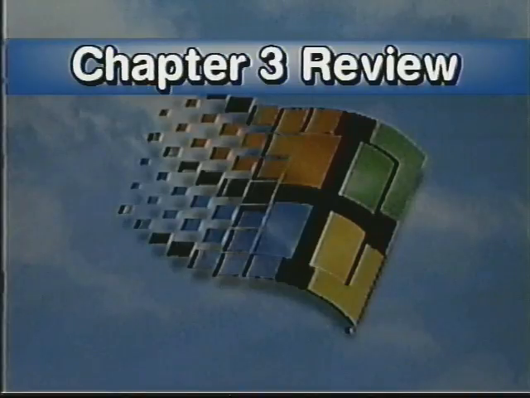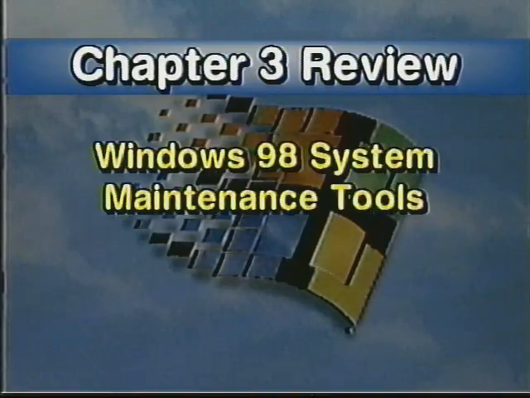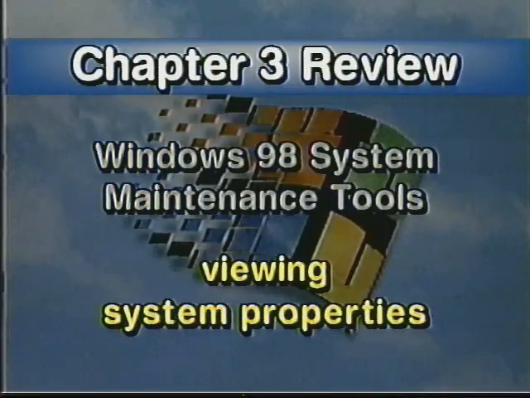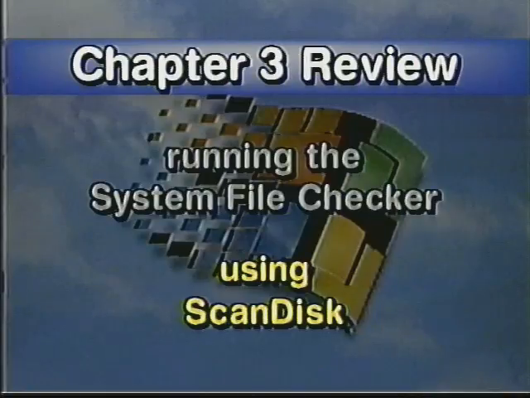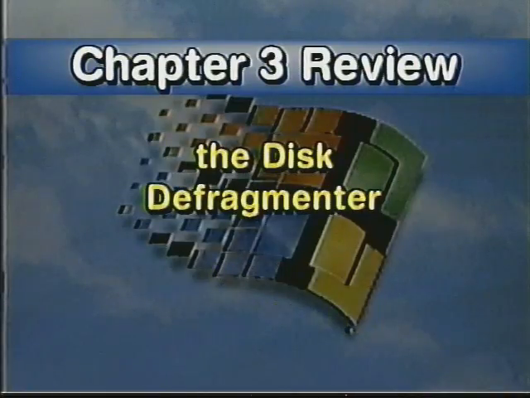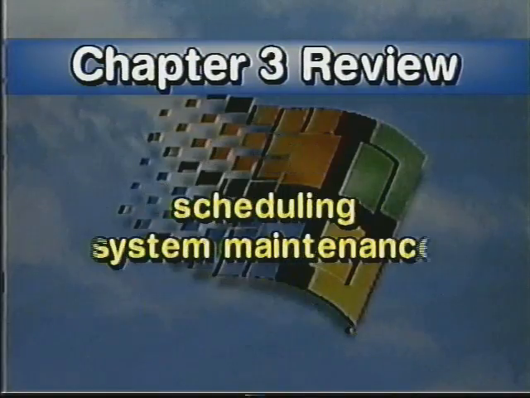Let's review what we covered in this chapter. We discussed the Windows 98 System Maintenance tool, and we viewed our system properties, then ran the System File Checker. We used the Scan Disk to check our disk for errors, and discussed the Disk Defragmenter utility. We used the Disk Cleanup utility and scheduled one of the System Maintenance tools to run weekly.